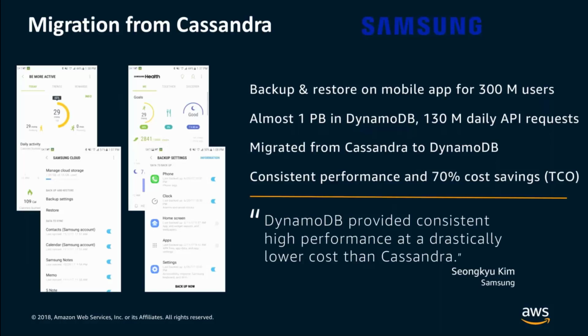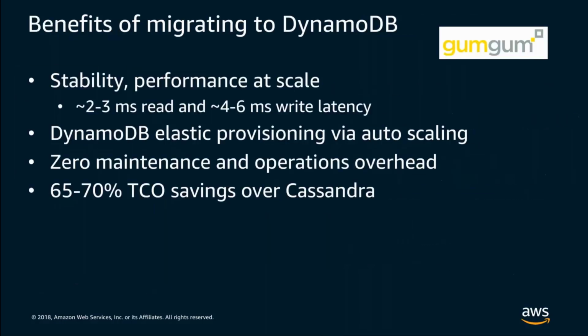So enough from me, let's talk about what customers have seen when they moved to Dynamo. When Samsung migrated to Dynamo, they saw 70% cost savings. They store almost a petabyte in Dynamo, and they have 130 million API requests. So what they're able to do is migrate to Dynamo, which has a footprint worldwide. So wherever their customers are, they can use DynamoDB, and they had higher performance and a lower cost.